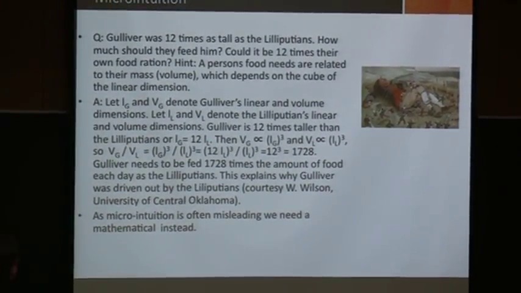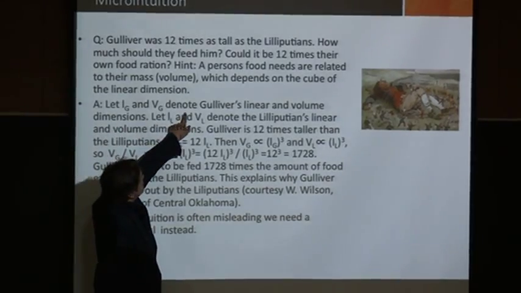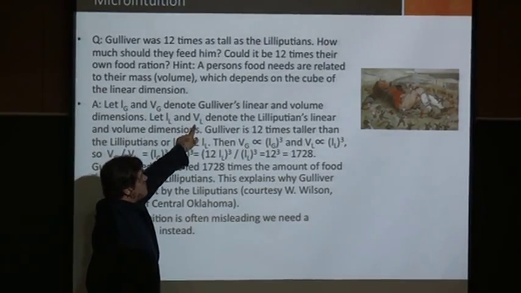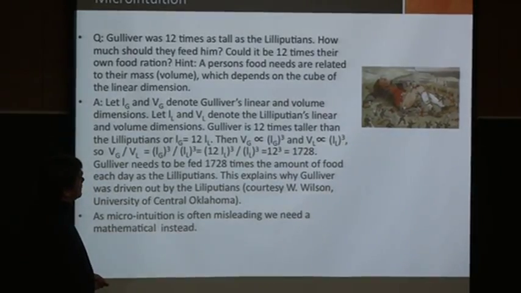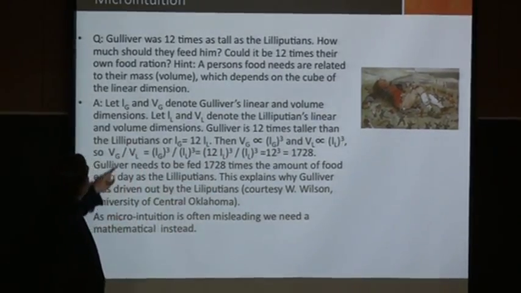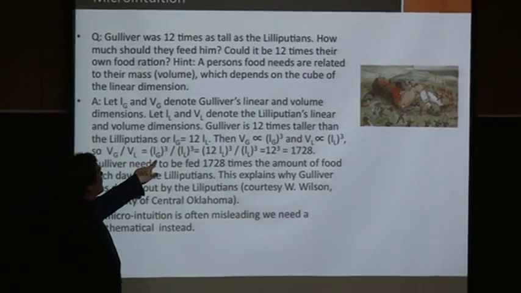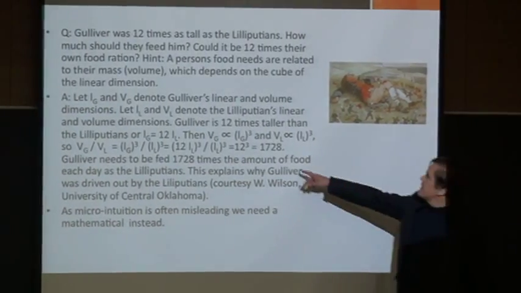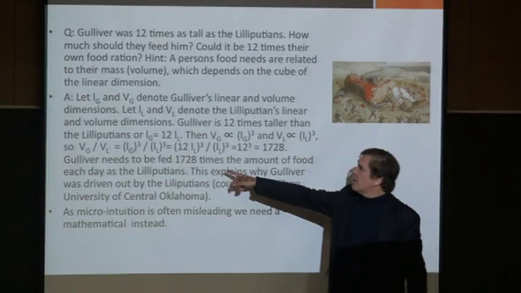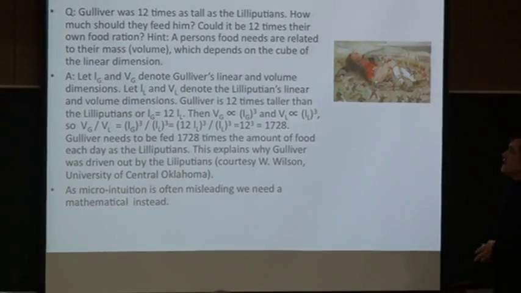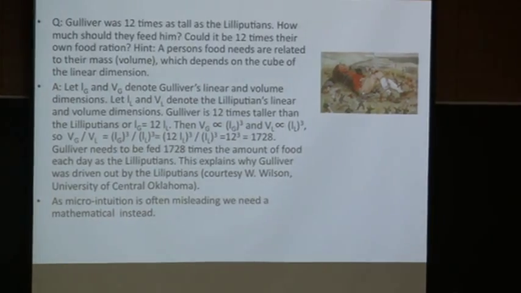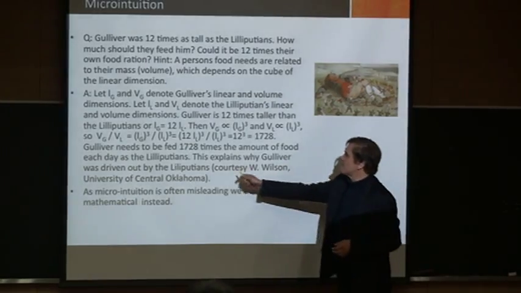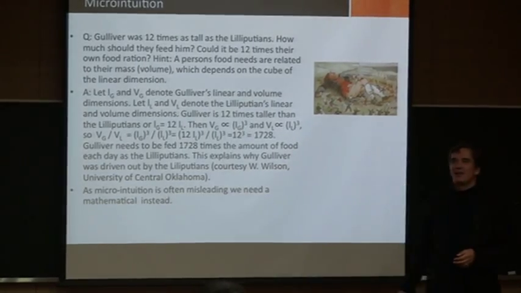So if LG and VG denote Gulliver's linear and volume dimension, and LL and VL denote the same for the Lilliputians, and Gulliver is 12 times taller than them, you can very quickly figure out that they need to feed him not 12 times more, but 1,728 times more. So Gulliver needs to be fed 1,728 times the amount of food each day that the Lilliputians use themselves. So that explains why Gulliver was driven out, right? They said, you guys eat too much, I'm going to get rid of you.